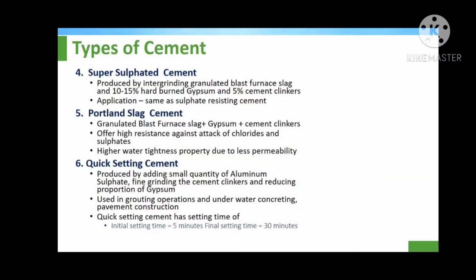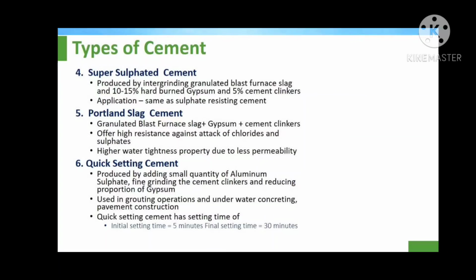Fourth, supersulfated cement, produced by intergrinding granulated blast furnace slag, 10 to 15% hard burnt gypsum and 5% cement clinkers. Application same as sulfate resisting cement. Fifth, Portland slag cement, granulated blast furnace slag plus gypsum plus cement clinker, offers high resistance against attack of chlorides and sulfate. Higher water tightness property due to less permeability.